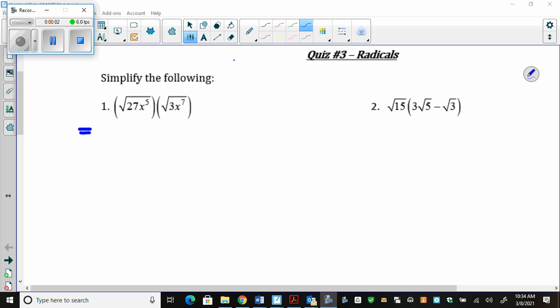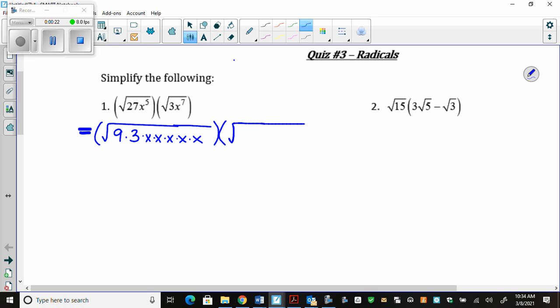All right. So the square root of 27 I can break down into 9 and 3. And x to the 5, if you really want to, remember you can draw them all out. Or you can know that it's a 2-for-1 special and you can take 2 out and there's still 1 left, right? Either way, doesn't matter. And then this one, root 3, 1, 2, 3, 4, 5, 6, 7.